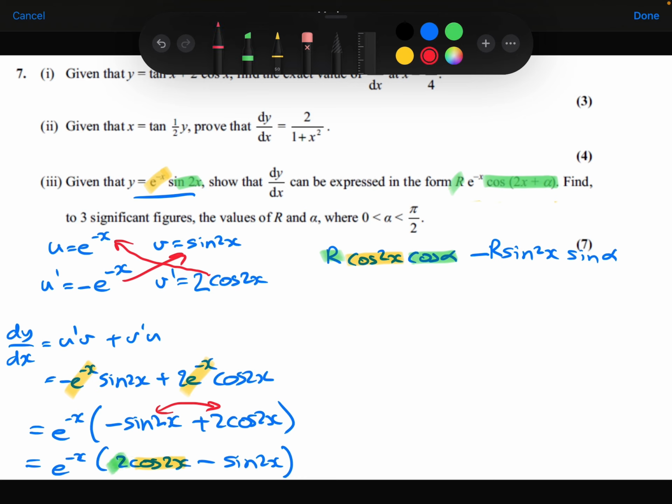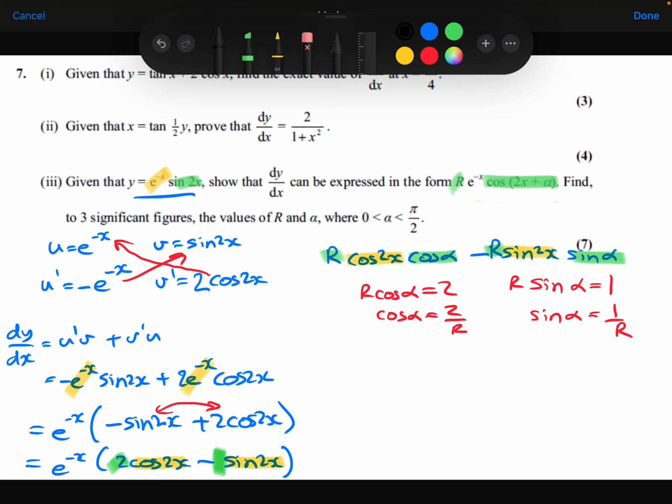So let me write that down. R cos alpha has to equal 2. Similarly, I can see I've got a sine 2x here and I've got a sine 2x here, which means that my r sine alpha would have to equal, well, 1, because the coefficient of sine 2x there is 1. So my r sine alpha has to equal 1. In order to help me work out what r and alpha need to be, I can divide through, so I have my trigonometric ratios.